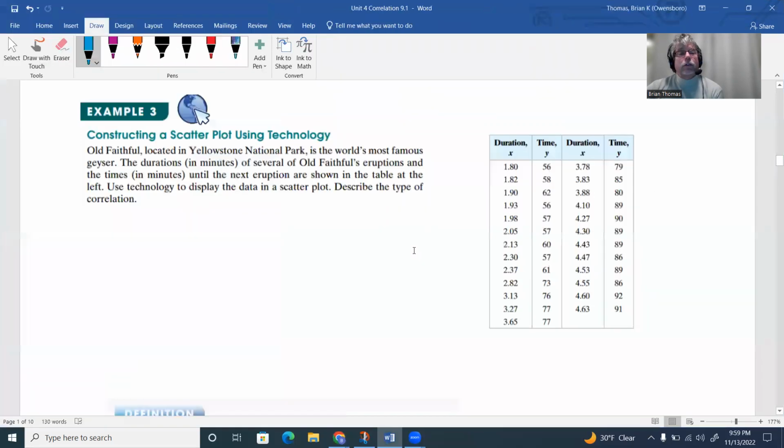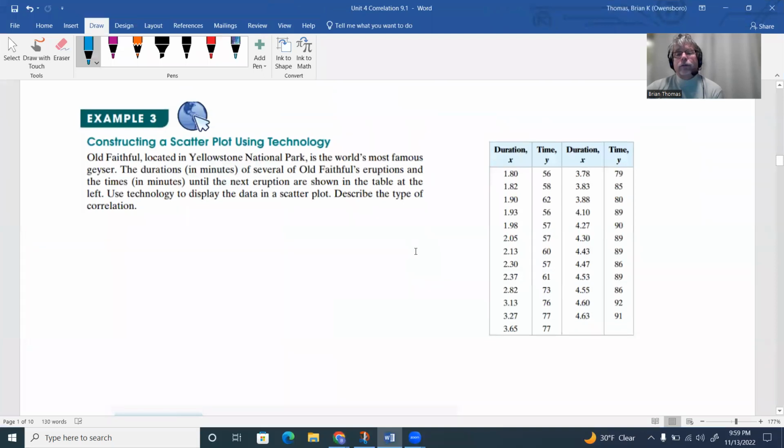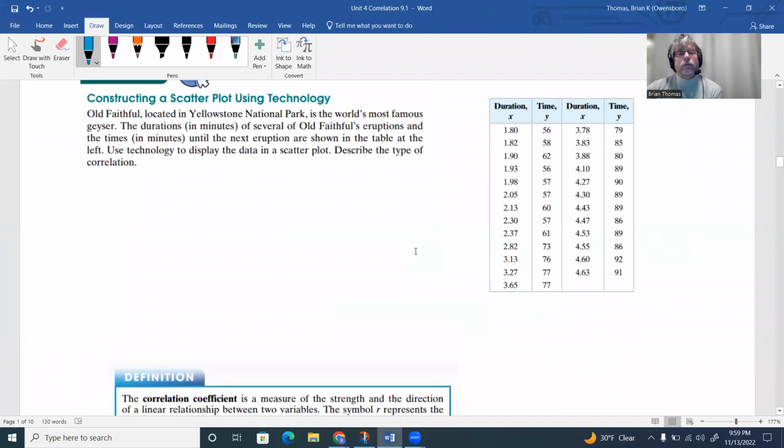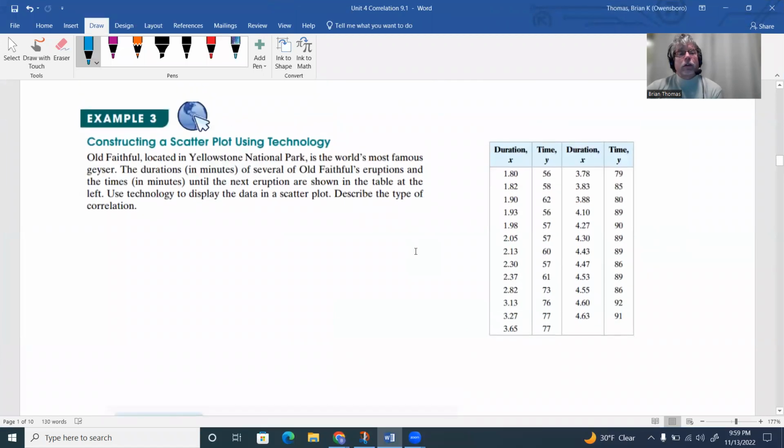Okay. So this next one, we have this Old Faithful one. So let's put this data into the calculator. Let's see what we got going on here. Construct a scatter plot with that. So I'll pause my video for a second here and we'll get this data into the calculator.